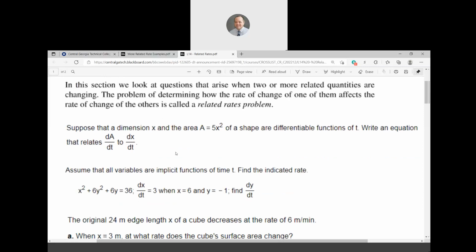Let's start with the first example. First few examples. Let me copy and paste them to our whiteboard.